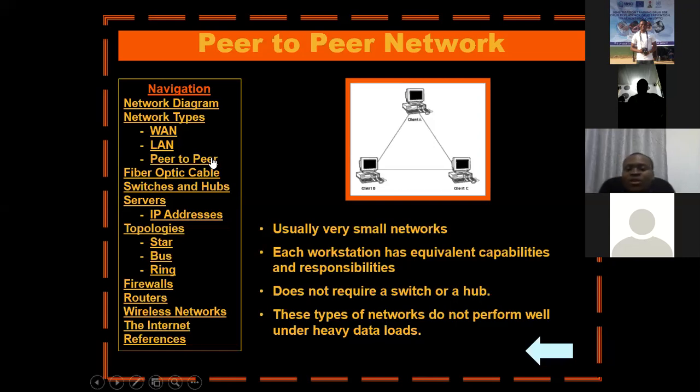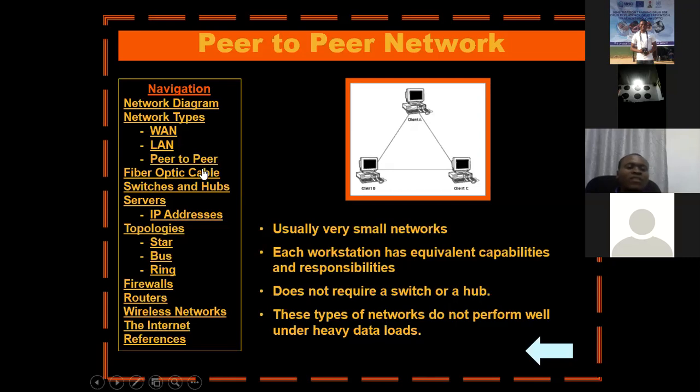These types of networks do not perform well under heavy data loads. For instance, if I share a file from my system and I give very many persons access to that file, and too many people are accessing the file at a time, the load will be so much on the network that you will start having a lot of data loss, delays, and so forth.